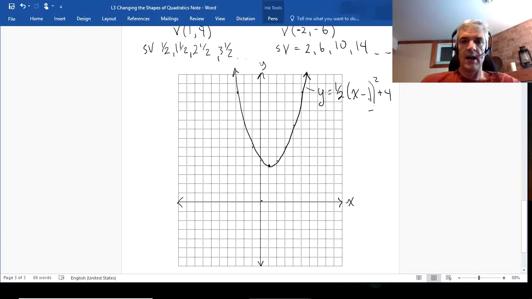So x is minus 2, 1, 2. Y is minus 6, 1, 2, 3, 4, 5, 6. There's my vertex right there. And I can label this vertex. I think I'll do that. Minus 2, minus 6. There we go. Okay, and then I have to plot my points using my step values.